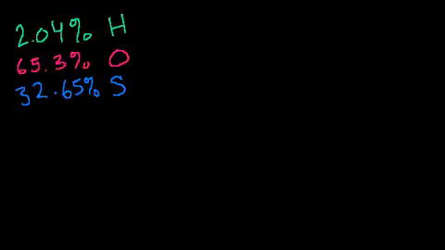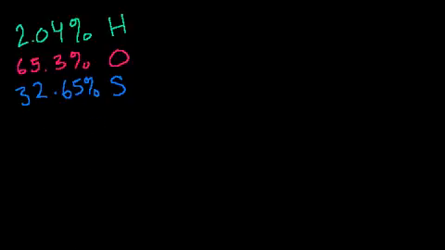I said I would get you a more interesting mass composition to empirical formula problem, one that doesn't just have a straight up 2-to-1 ratio. And so here it is. I have a bottle of stuff. Maybe it's in a liquid form, and it happens to be 2.04% hydrogen, 65.3% oxygen, and 32.65% sulfur. What is the empirical formula? What's our best stab at the empirical formula of this substance?